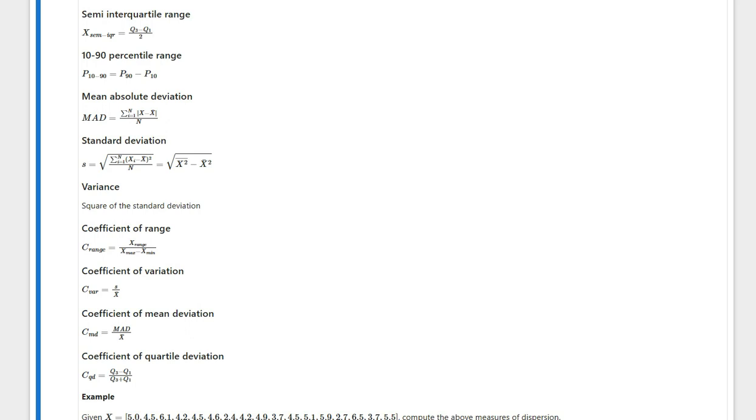The coefficient of variation is just the standard deviation divided by the mean value. The coefficient of mean deviation is the mean absolute deviation divided by the mean value. And finally, we look at the coefficient of quartile deviation, which is the difference of the third quartile and the first quartile, which is the interquartile range, divided by the sum of the third quartile and the first quartile. That will give us the coefficient of quartile deviation.